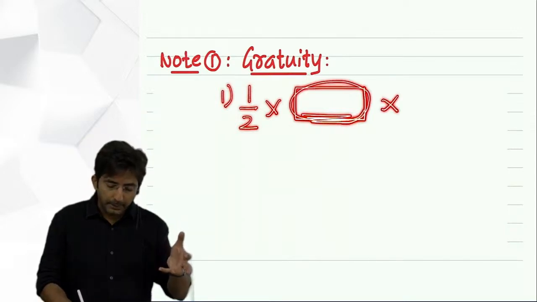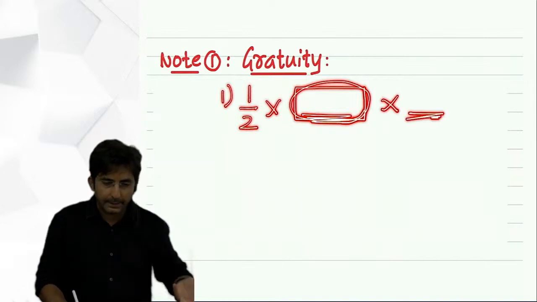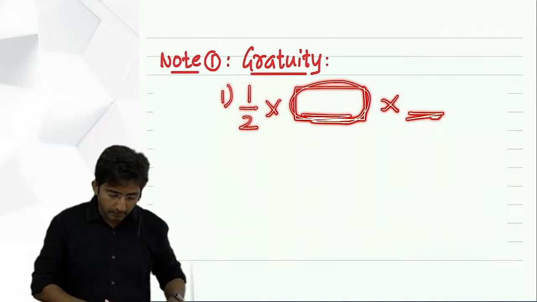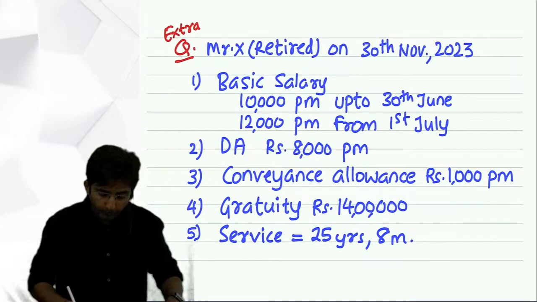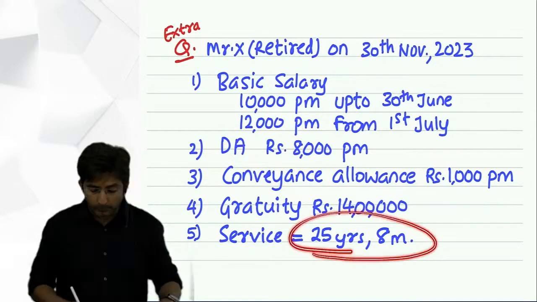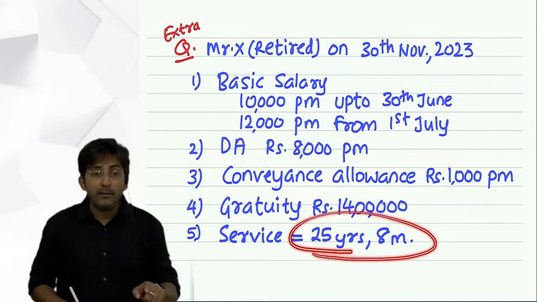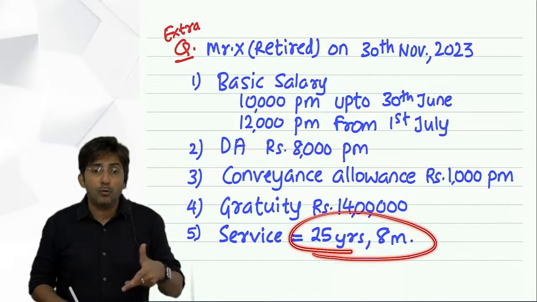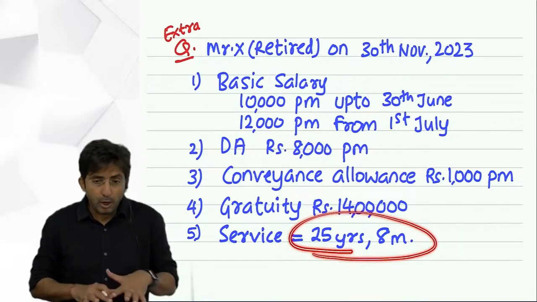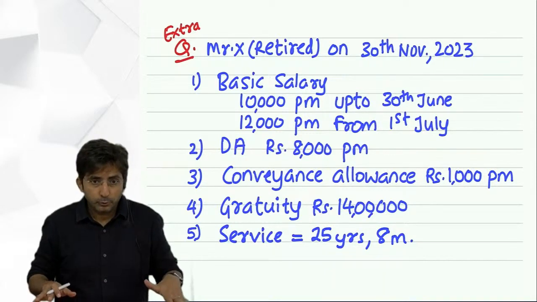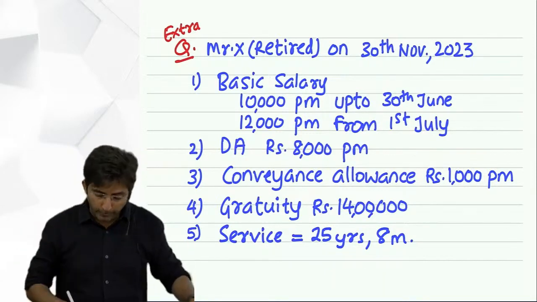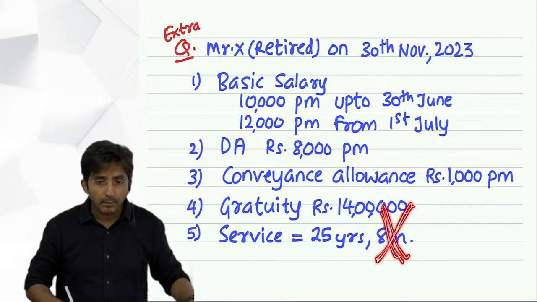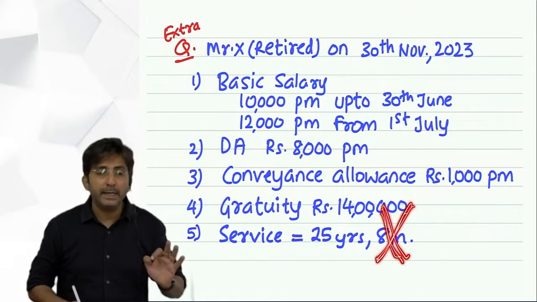Then multiply by number of years. This you can write right now. What is the number of years of service, you know? Look. 25 years, 8 months. What to do with 8 months? See, in POGA we say round off hoga. But he is not POGA. So round off nahi hoga. Means you will not round off, you will ignore the fraction. Okay. Simply take 25 years.